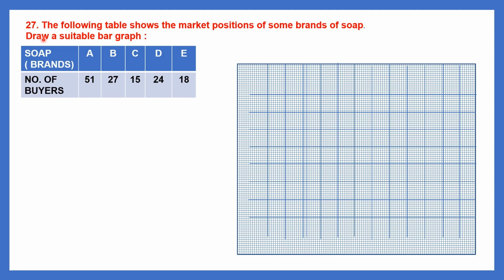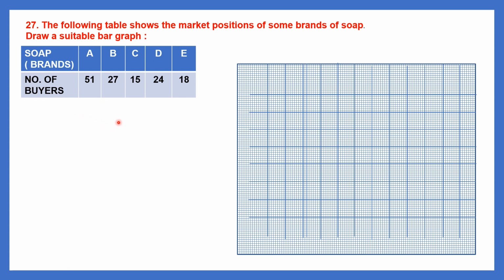Question 27. The following table shows the market positions of some brands of soap. This table. Okay. Now we have to draw a suitable bar graph. Now we already have a graph sheet here. We have to draw a bar graph based on this table. Now there's a particular way to do it. Okay. So let's start with the steps.